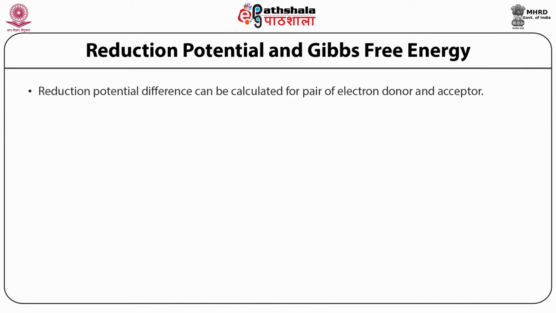As reduction potential and Gibbs free energy are associated with each other, we can calculate the difference in reduction potential between a pair of electron donor and acceptor by this equation, where the overall difference is equal to the reduction potential of the electron acceptor minus the reduction potential of the electron donor. The important point to remember in this equation is that acceptor comes before donor. So A comes before D, acceptor before donor. In this way you can remember this equation.